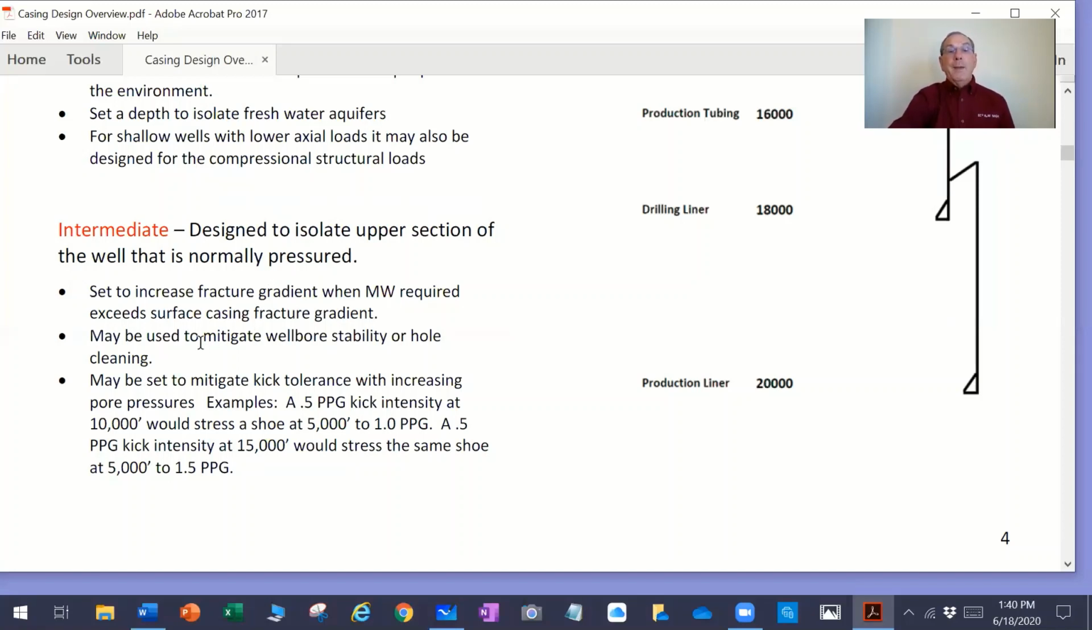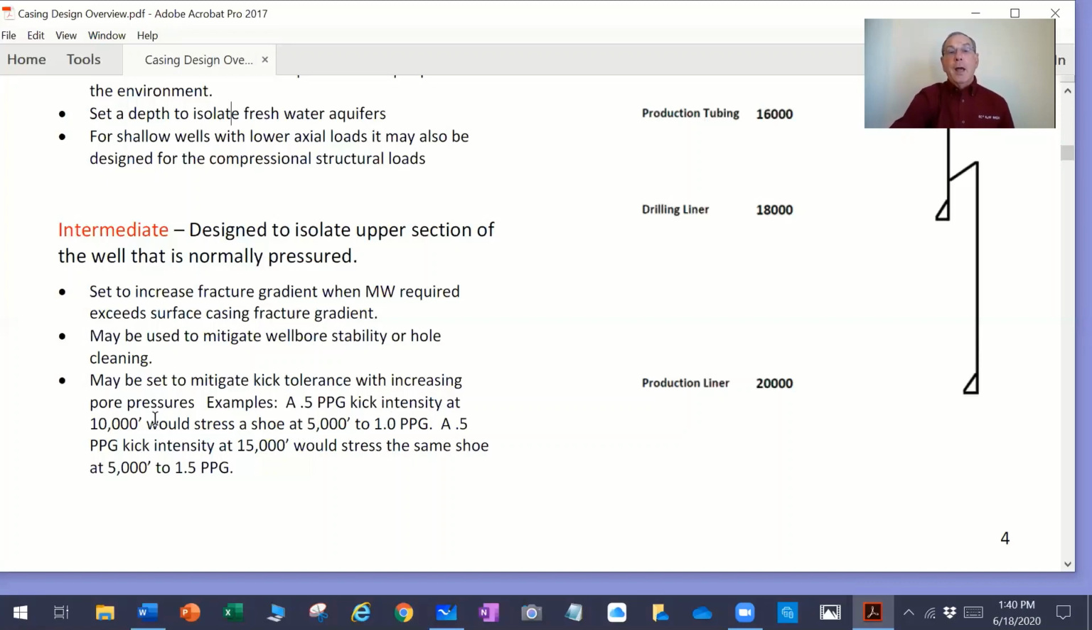It also may be used to mitigate wellbore stability or hole cleaning. So for a long reach well, you may actually set an intermediate string of casing, not that you're increasing mud weight, but just to mitigate wellbore stability because you've got a long open hole section. And it also may be set to mitigate kick tolerance with increasing pore pressures. For example, a 1/2 pound per gallon kick intensity at 10,000 feet would stress a shoe at 5,000 feet to 1 pound per gallon. So it's based on mathematics.